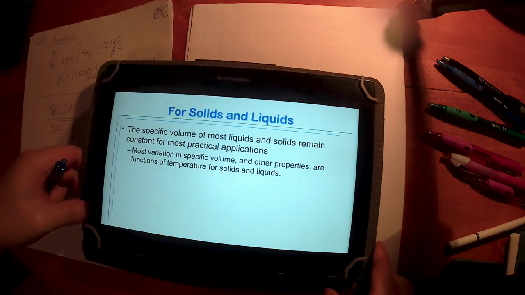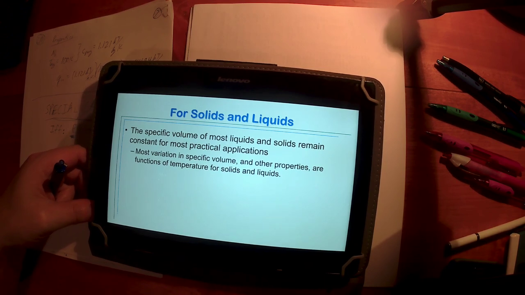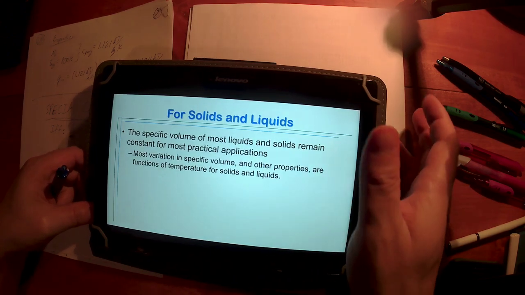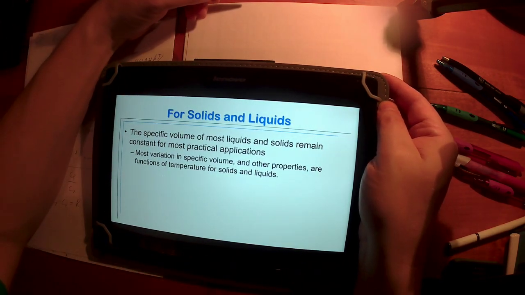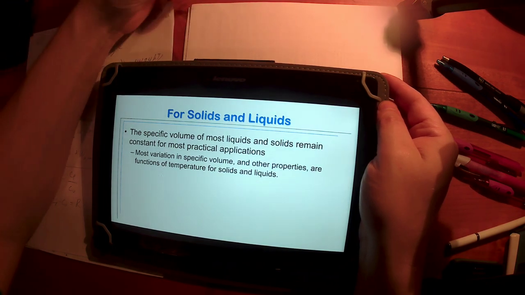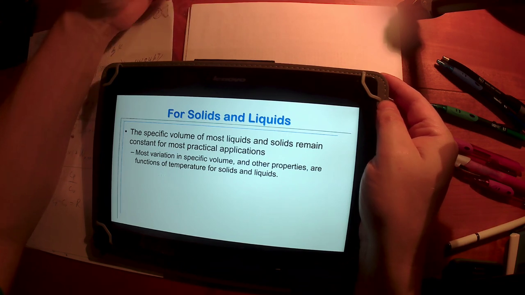for solids and liquids, the specific volume of most solids and liquids is going to remain constant for most practical applications. The most variation in the specific volume and other properties like V, U, H, and S are really going to be predominantly functions of temperature.